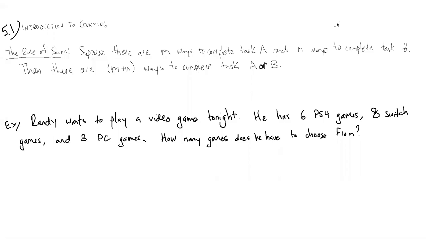Okay, so this last chapter is basically all about counting. And so we're going to start with the basics, which is the rule of sum. This one should be fairly intuitive. So the formal description of the rule is that if there's m ways to complete task A and n ways to complete task B, then there are m plus n ways to complete task A or B.